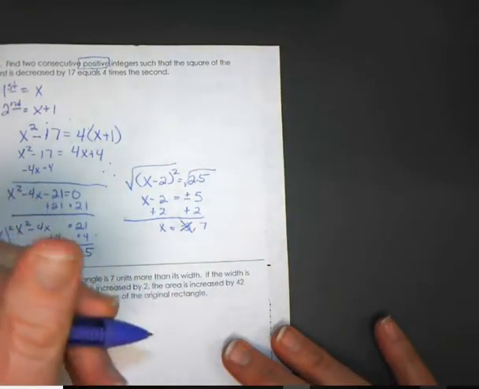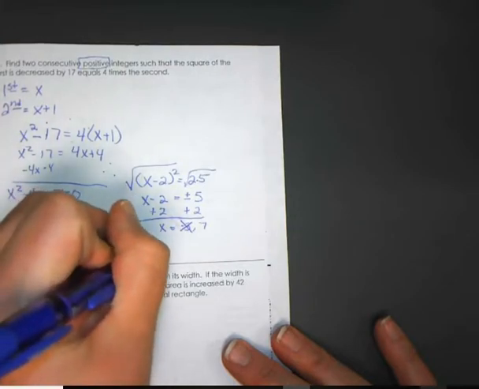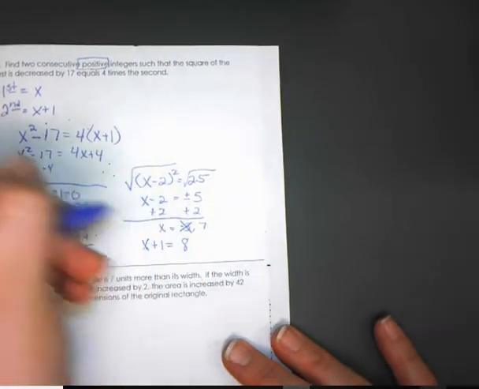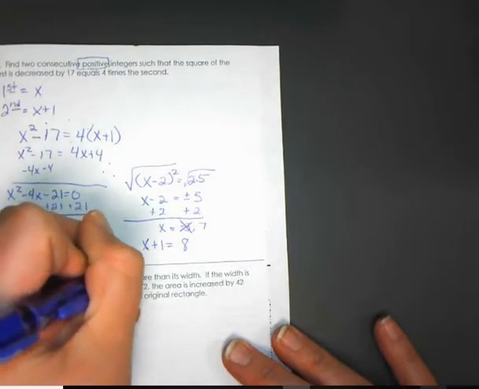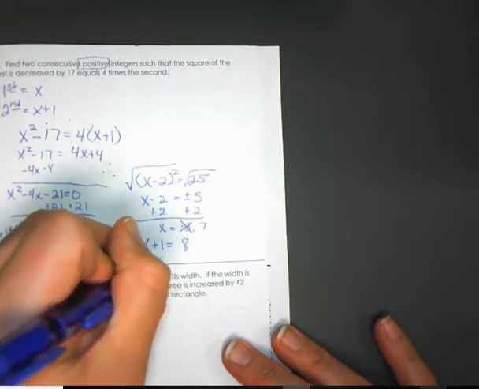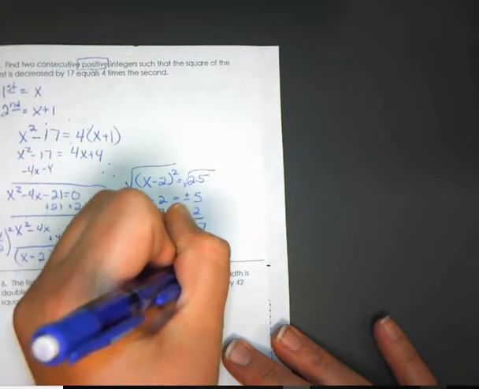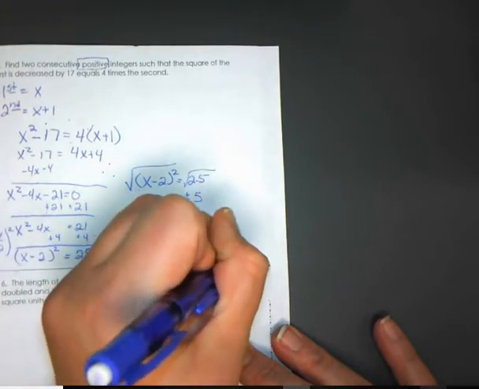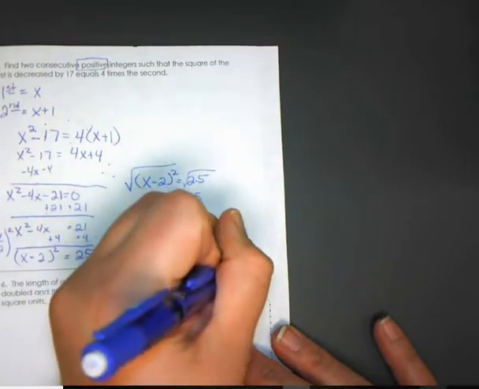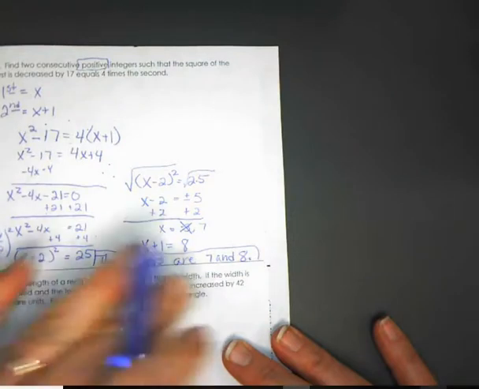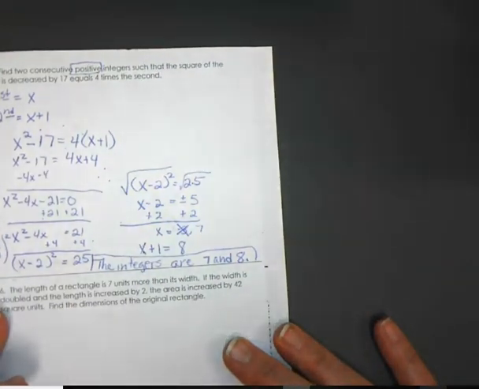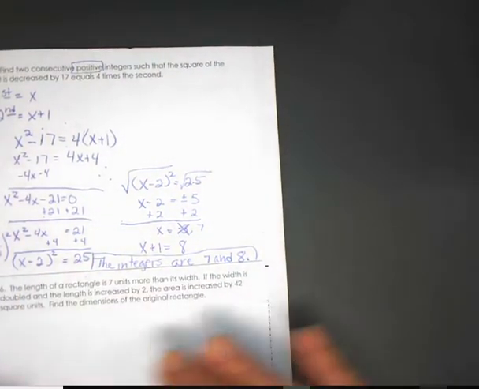So if our x is 7, x plus 1 equals 8. So our integers are 7 and 8. And remember, anytime the problem is given to you in words, you should give the answer back in words every single time. All right, let's try another example.